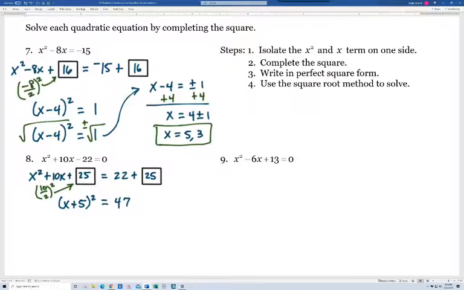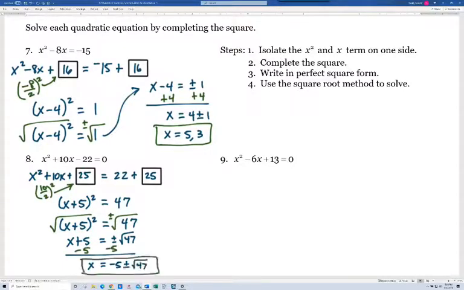So now we have what we want. We have a problem where we can use the square root method. Let's take the square root of both sides. Don't forget your plus or minus. And so on the left, we're going to get x plus 5. And we're not quite solved for x. We need to subtract 5 on both sides. And so we're going to get x equals negative 5 plus or minus the square root of 47.